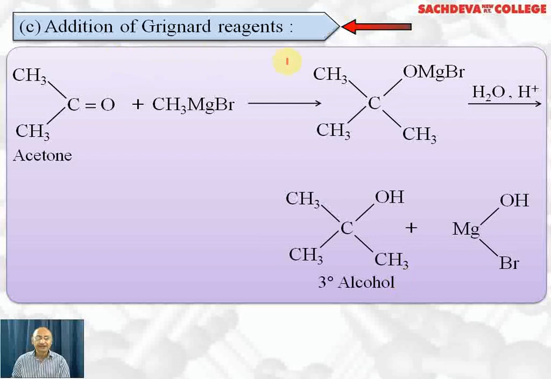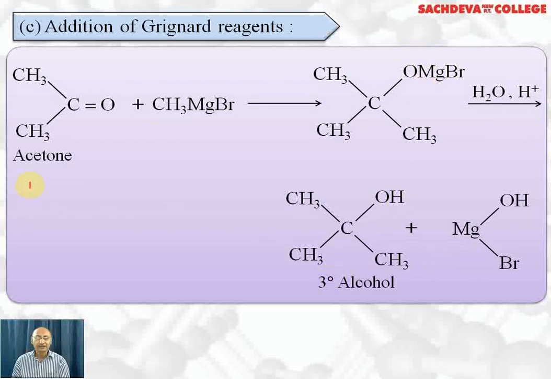Next, we are taking addition of Grignard reagent to acetone. CH3 will attack this carbonyl carbon. Oxygen negative will get attached to MgBr. We get this intermediate tertiary butoxy magnesium bromide, which on hydrolysis, bond will break here, H here, OH here. So you will get tertiary butyl alcohol plus hydroxy magnesium bromide.